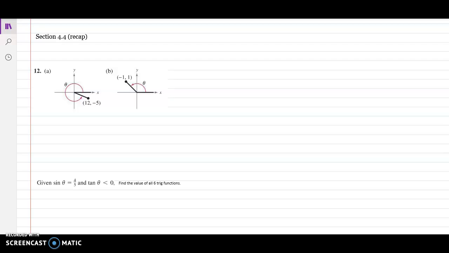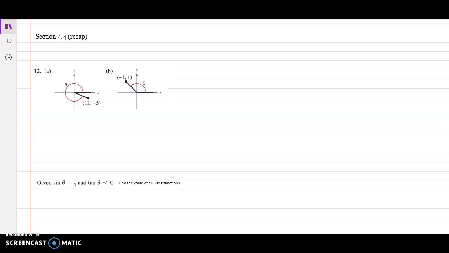Hey guys, so today we're just going to recap section 4.4 that we did in class yesterday. So we learned that we can find the 6 trig functions, evaluate the angle for any angle. It does not have to be on the unit circle.